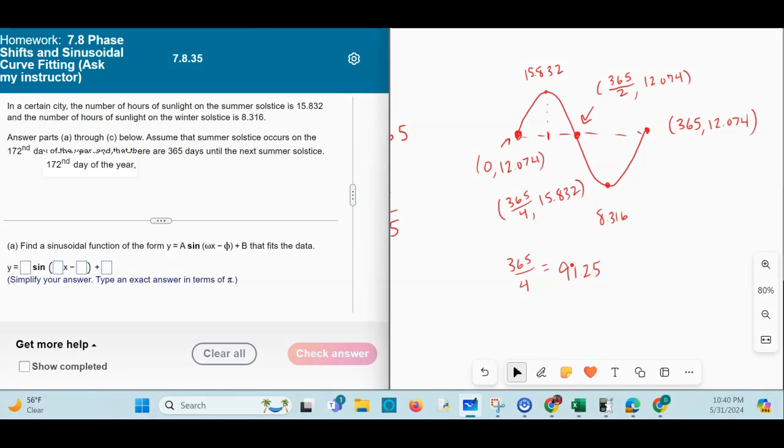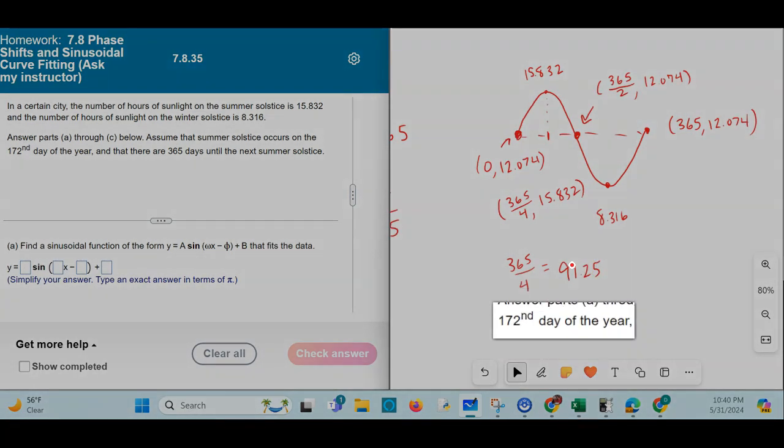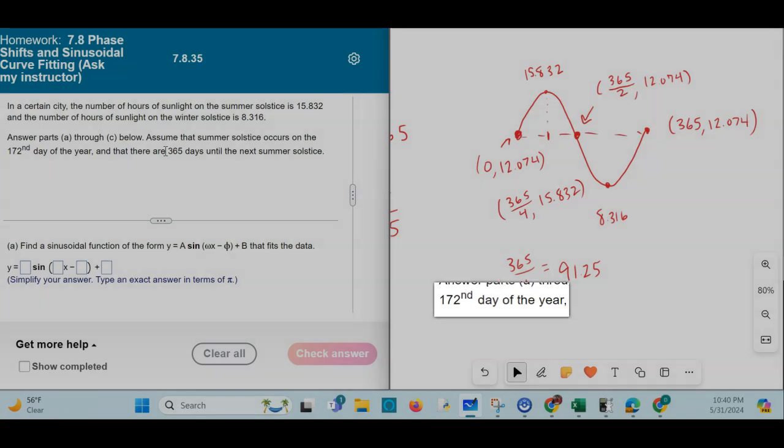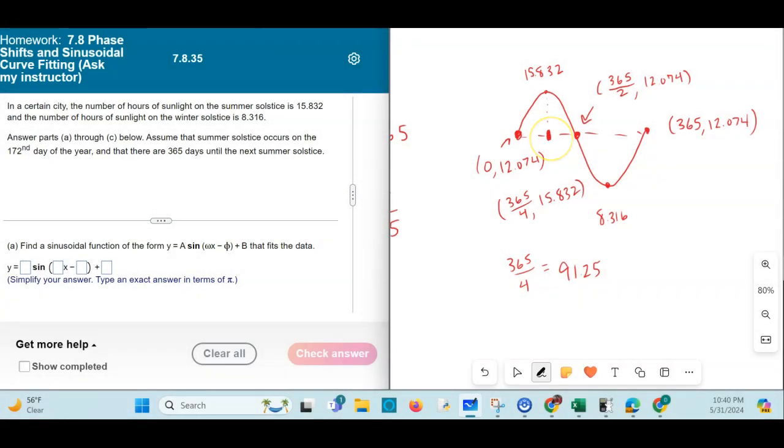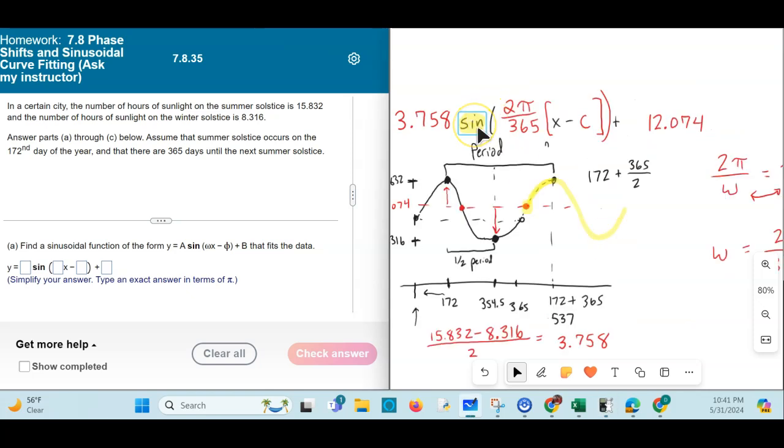All right, that's not what we want this to be. So we need this to be shifted over to 172. So that means we need this point right here to be 80.75 units to the right. So that's the shift that we have to do. We have to subtract 80.75 to get that calculation to work out.